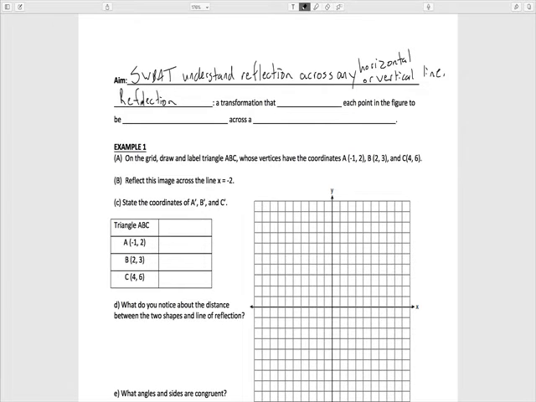This is reflection. So just recording these notes to remind what a reflection is. It's a transformation that flips each point in the figure to be equidistant across any line of reflection.